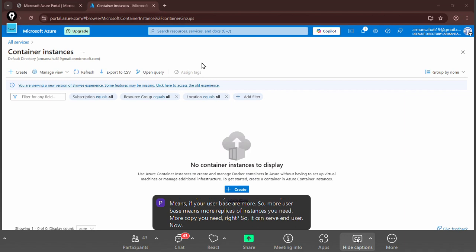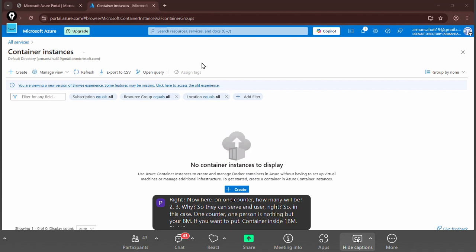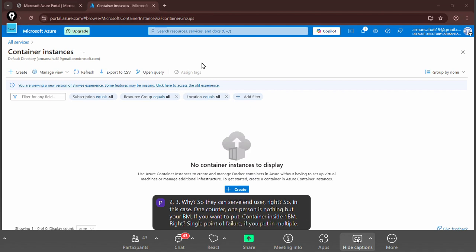Now suppose you are selling some vegetables, right? Yesterday I went to the vegetable market, that's why I'm giving this example. Now on one counter, how many people will be there? Two, three. Why? So they can serve the end user, right? In this case, one counter, one person is nothing but your VM. If you put a container inside one VM, it is a single point of failure. If you put in multiple, of course, you are serving many users, right? You need to think in that way.